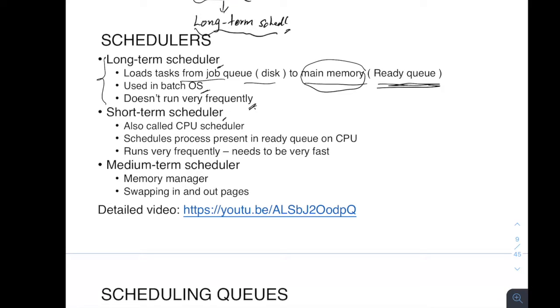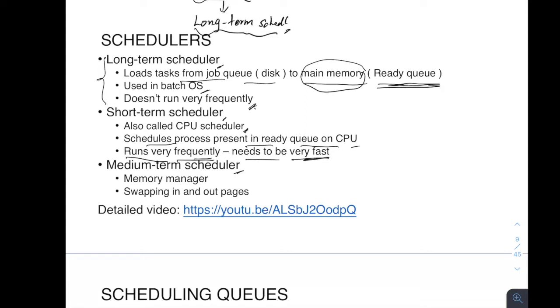But think about short-term scheduler. This is also called the CPU scheduler. This schedules processes present in the ready queue on the CPU, but this runs very frequently, because if, let's say, the time sharing operating system, and if you are using round robin scheduling algorithm that I will discuss later, then you need to keep rotating these processes, right? Give some time slice, remove, again give some time slice, again remove. That's why this keeps on running frequently, and this also needs to be very fast.